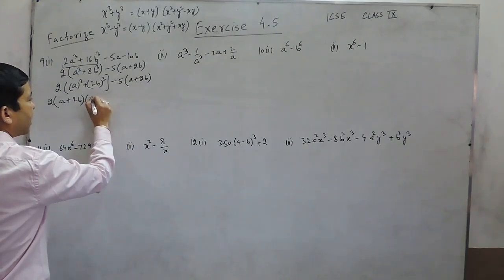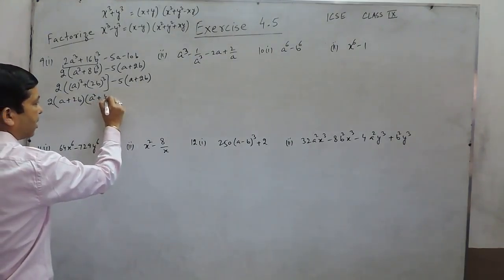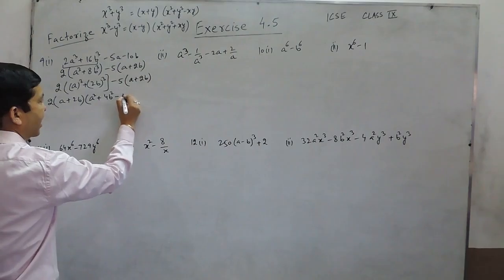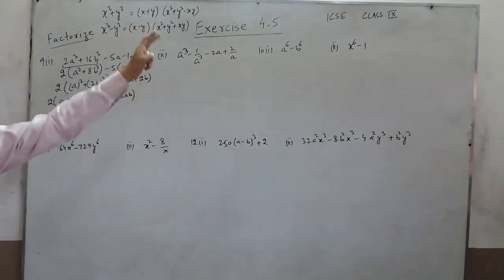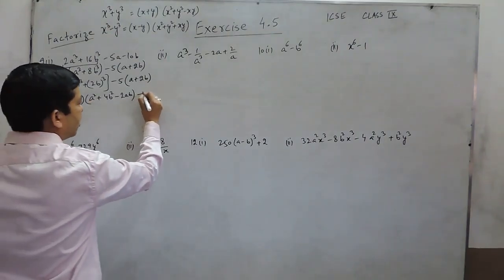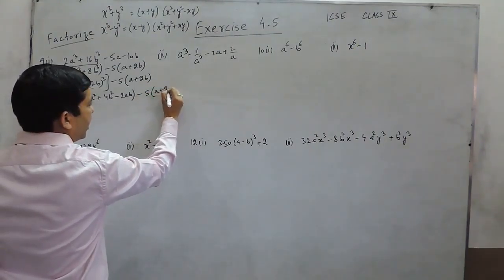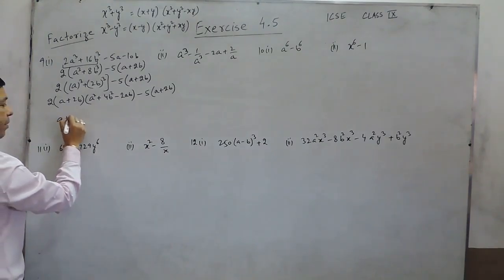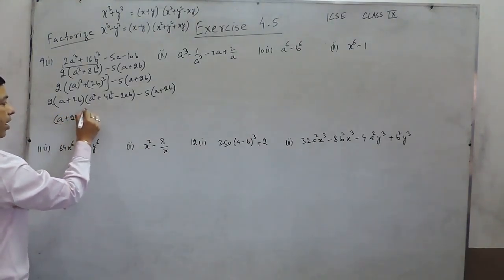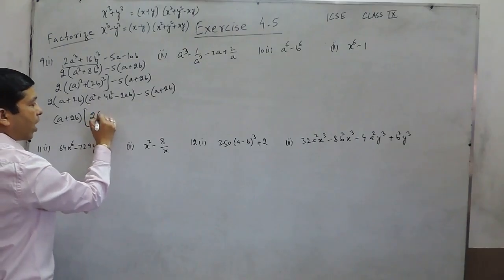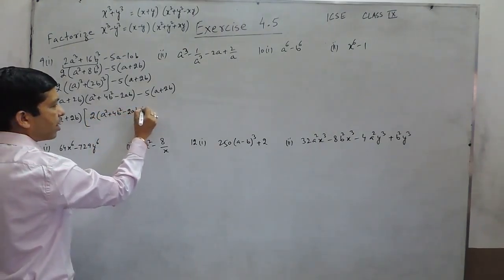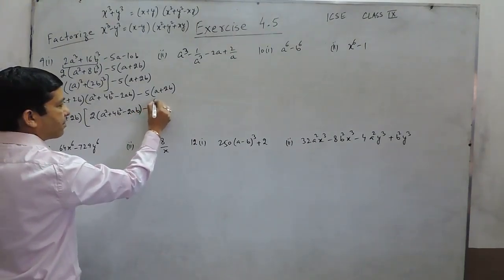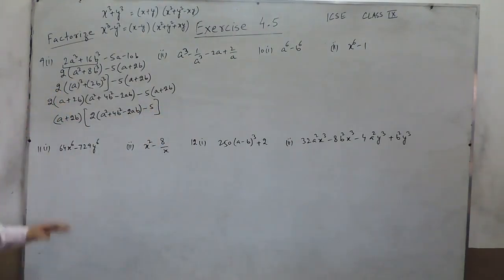The second will be the square of the first term plus the square of the second term minus the multiplication of the 2 terms, which is x square plus y square minus xy, as the factor goes. Minus 5 multiplied by a plus 2b. When I take a plus 2b as common among the 2 terms, it will be twice of a square plus 4b square minus 2ab minus 5. So these are the 2 factors for this question.